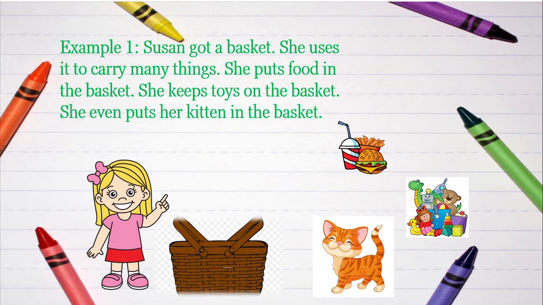She uses it to carry many things. She puts food. She keeps toys. She puts her kitten. See here, I'm telling you what she is using the basket for. To put food, to put kitten, to put toys. This is what it is used for. So what can I tell from this? That she uses the basket to carry things, to put things in the basket. So this is my main idea.